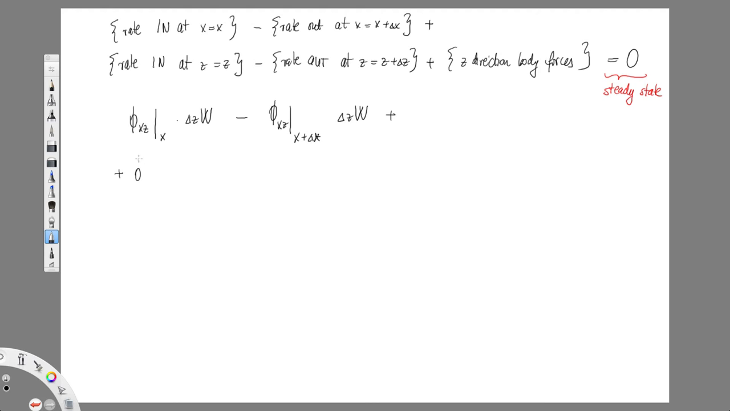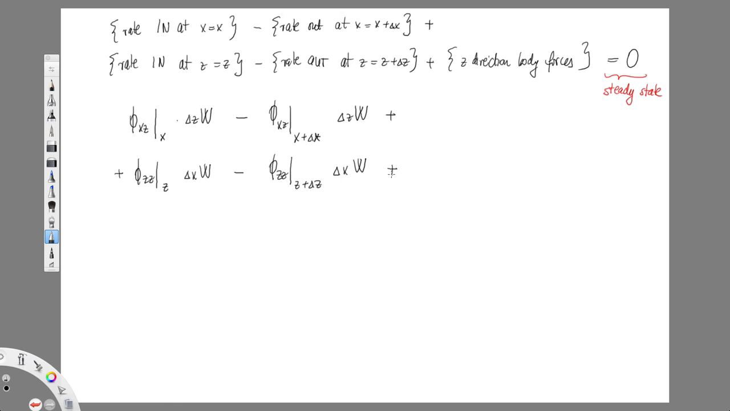And then for z, we're going to have phi zz at z, and the area is delta x times W, minus phi zz evaluated at z plus delta z, times the same area. Now, body force is going to be gravity. That's most of the time the body force we're going to account for. And in this set, we are just going to look at the projection of gravity in the z direction because I'm looking at the z direction of the vector right now.